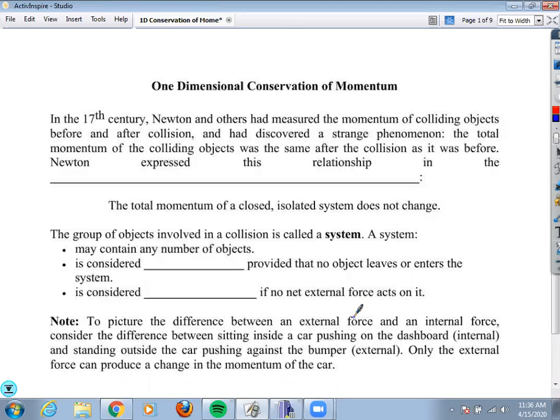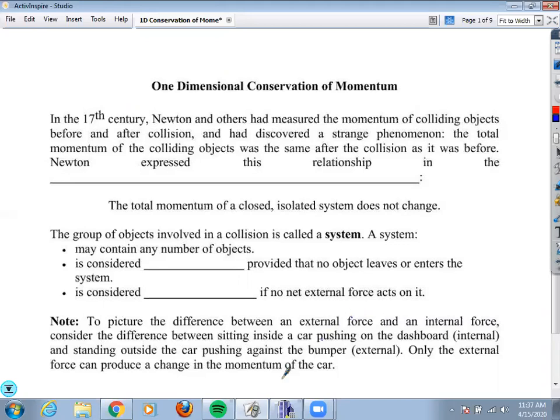So in this lesson, we are going to be looking at one-dimensional momentum conservation. For the purposes of remote learning, we're only going to be limiting ourselves to one-dimensional conservation of momentum. If you want to learn about two-dimensional conservation of momentum, I will be putting an optional learning module up on my website on Friday. Again, that is optional, okay? I will only be assessing you on the one-dimensional conservation of momentum.